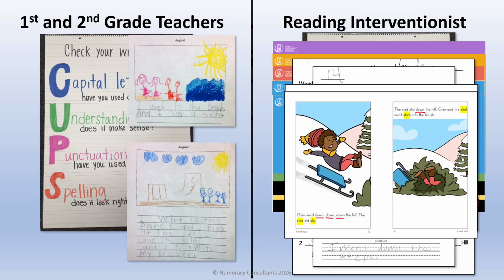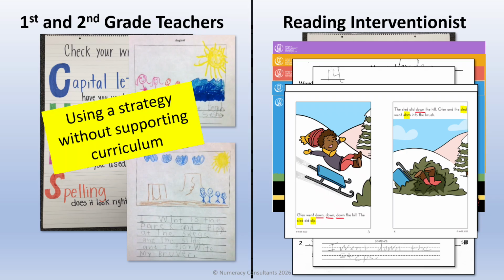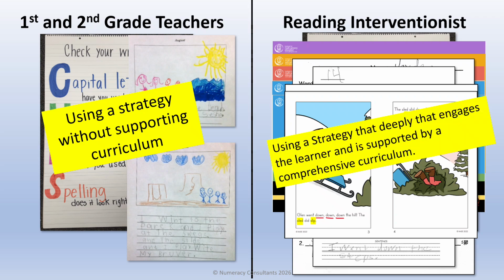So when you take a look, the reason why we had two different results from the same strategy is they were essentially using a strategy without the supporting curriculum in the training. They were just using it as is. We're going to go through this acronym, and the expectation is this acronym is going to fix everything. I used the same strategy, but I was using a strategy that deeply engages the learner and is supported by a comprehensive curriculum. So when we think about a lot of the math strategies we use, are we just using them as is, or are we using them as part of a larger, more structured, more intentional curriculum?